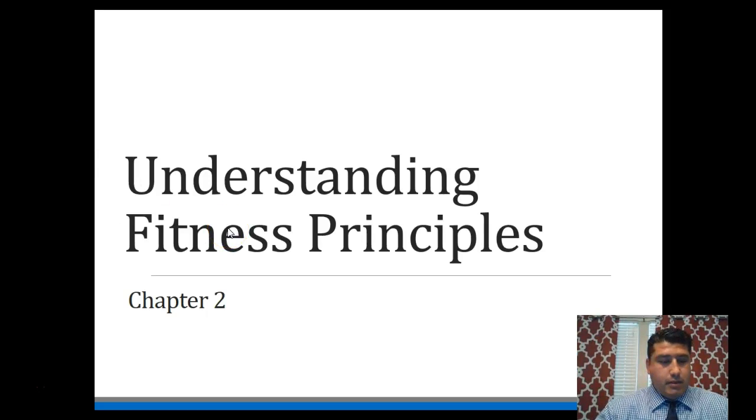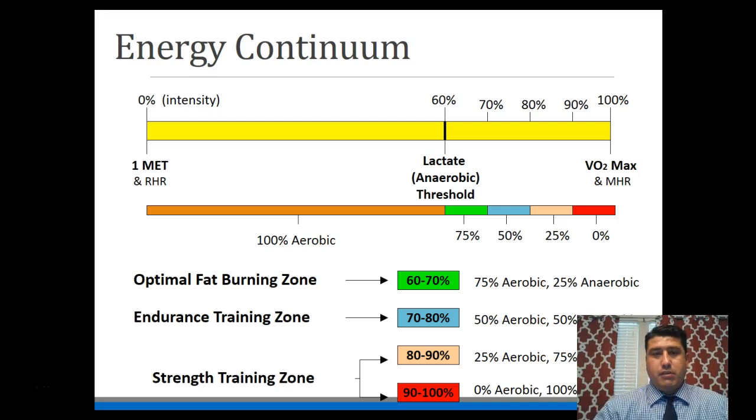Okay, so again, this is Chapter 2, Understanding Fitness Principles. What I like to do when I start this chapter is introduce to you what's called the energy continuum. I like continuum. You remember the illness-wellness continuum from Chapter 1. This continuum shows our capacity to function, our capacity to do work. We have two endpoints, starting with the left side. You can see here it says 0% intensity. At the same time, it also says 1 MET, which is a metabolic equivalent. I'll explain that in a second.